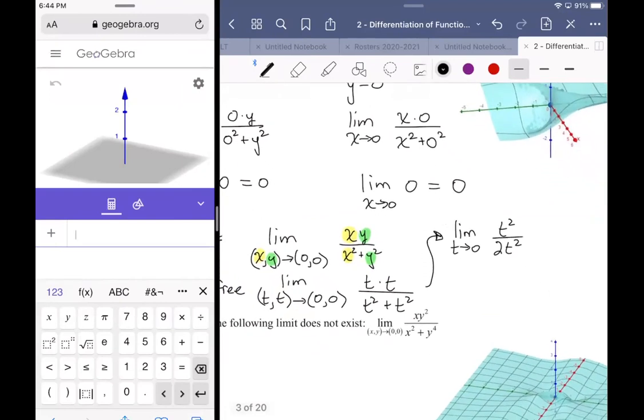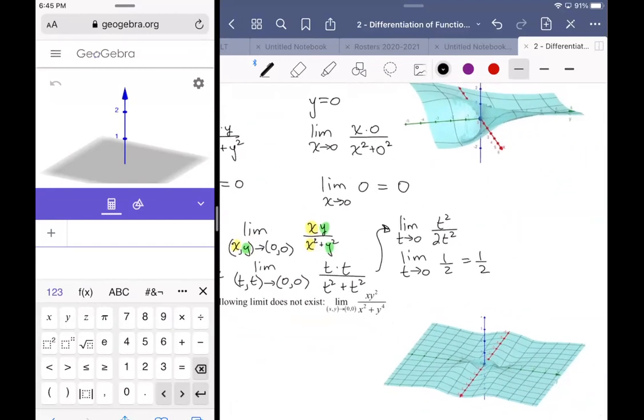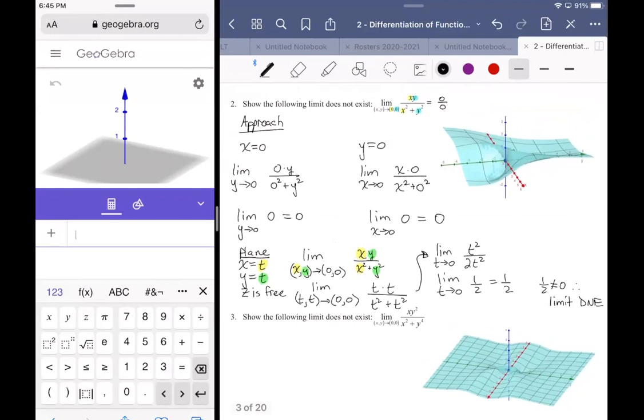Which simplifies down to the limit as t approaches 0 of 1/2. The limit of a constant is equal to a constant. And so we could say 1/2 is not equal to 0, therefore the limit does not exist. All you need is that one counterexample that doesn't agree with the other two cases, and you have it.